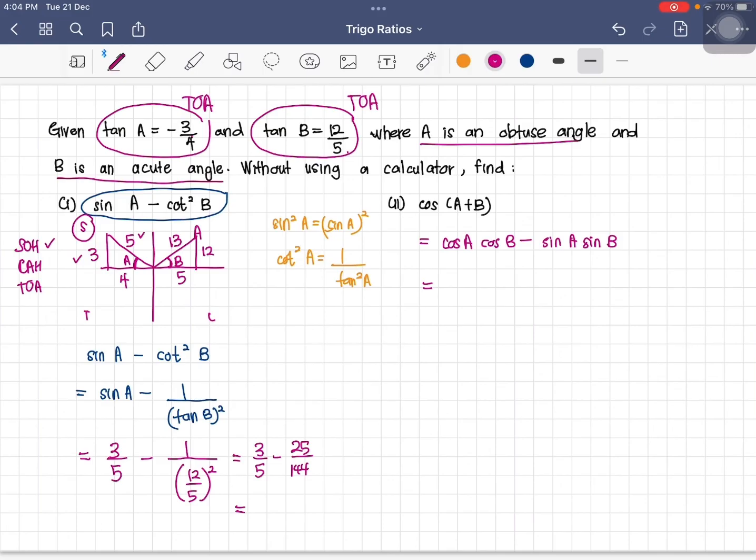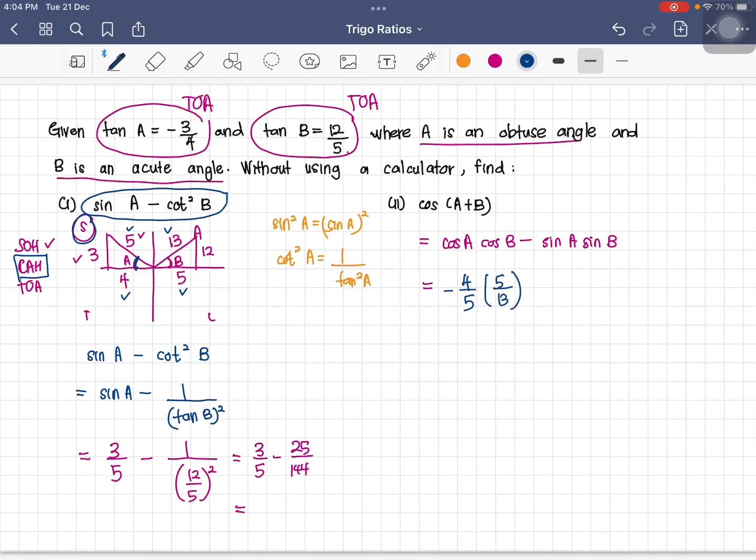So cos A, of course, only sine is positive here, so cos should be negative. Cos is adjacent over hypotenuse. So adjacent is this one over hypotenuse, so 4 over 5, but it is negative because only sine is positive on this side. And cos B should be adjacent over hypotenuse, so 5 over 13.